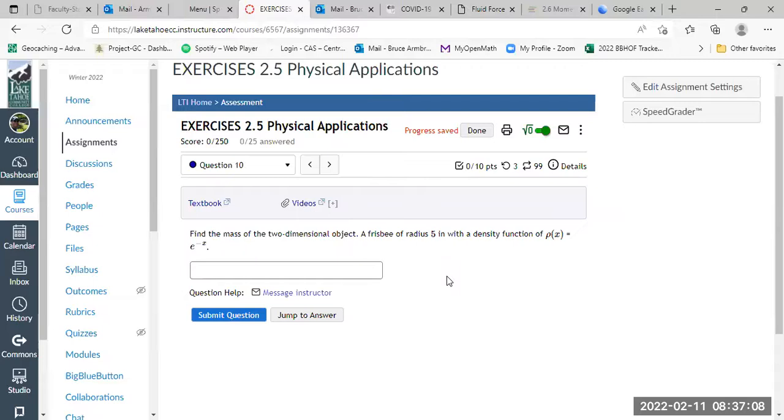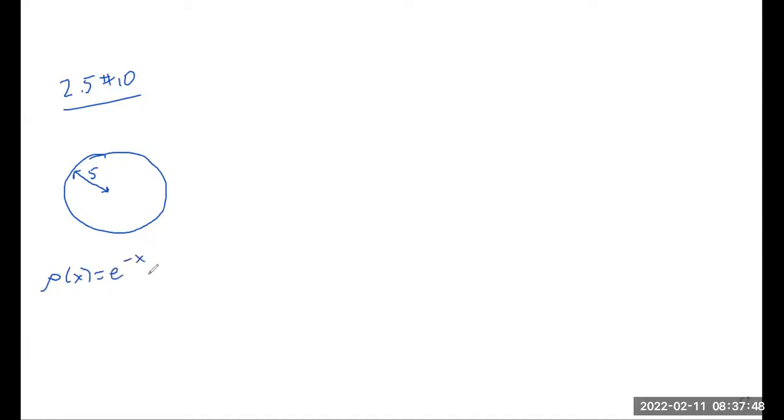But just go here real quick, write that down. All right, so let me go ahead and go to a whiteboard here and see what we can do about this. So again, this is 2.5, number 10. Here's the picture. We've got our frisbee, and we know that it's got a radius of 5. Now, they gave us a density function of rho of x equals e to the minus x.